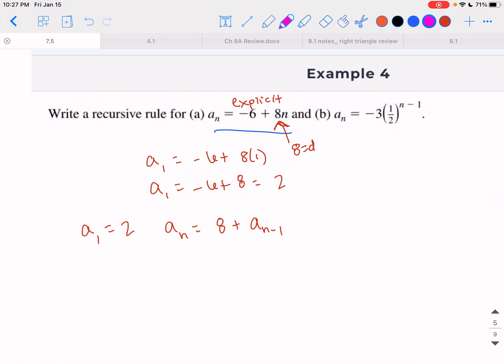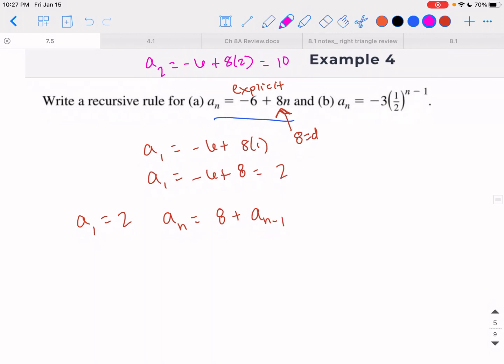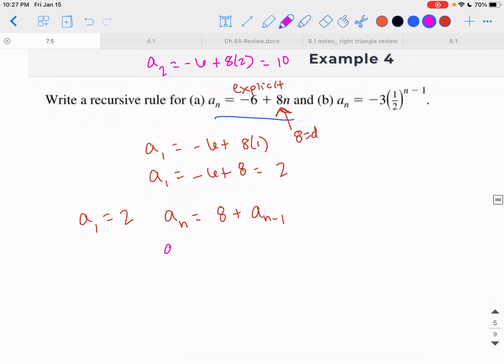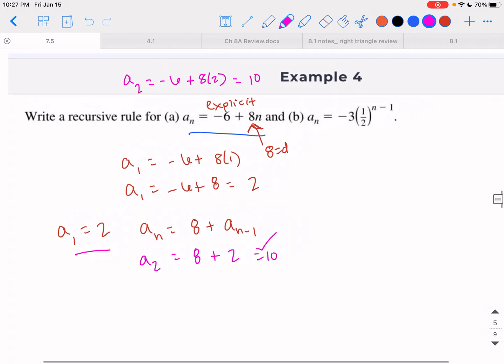And then if I wanted to verify that it works, a sub 2 is equal to negative 6 plus 8 times 2, which is 10. So then to verify this really quick, we'll plug a sub 2 into this recursive formula, and we'll get 8 plus 2, which is 10. So I get the same, because our a sub n minus 1 is 2, our previous term before a sub 2, is a sub 1. And it all checks out.